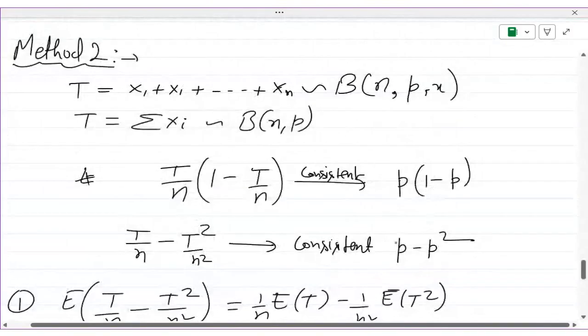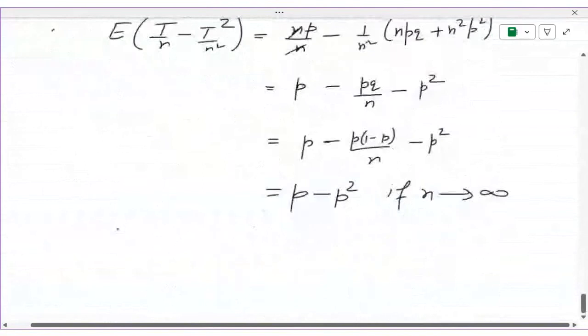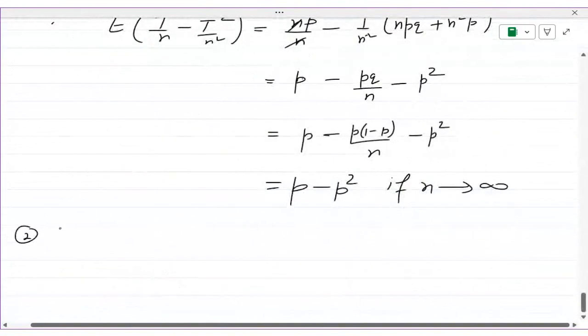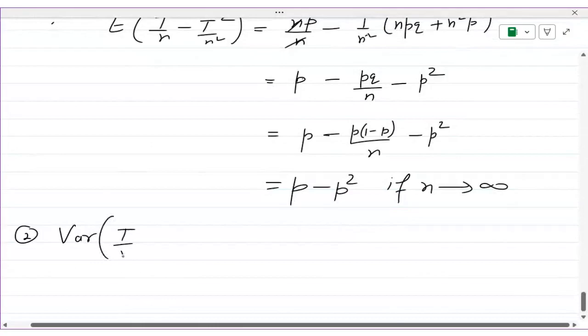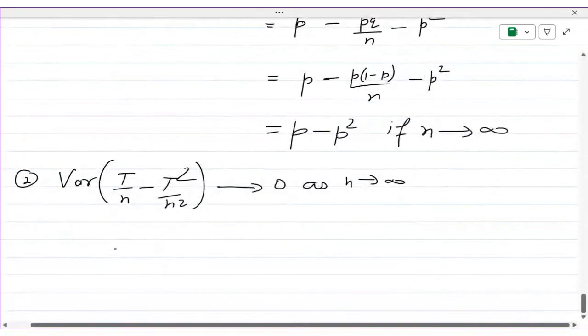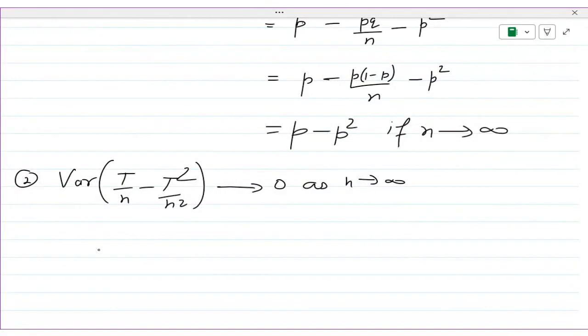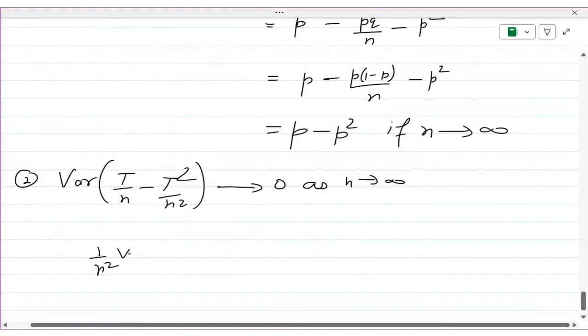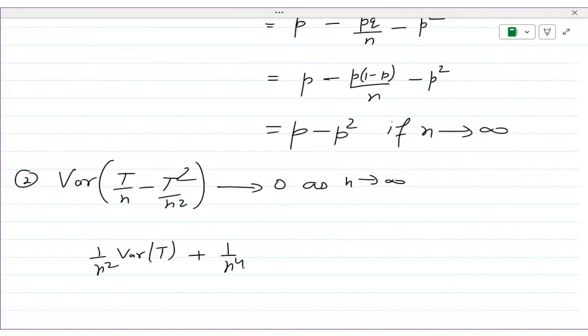Second, you will show that the variance of t by n minus t square by n square goes to 0 as n approaches infinity. So first apply the properties of variance. So we get 1 by n square variance of t plus 1 by n power 4 variance of t square.